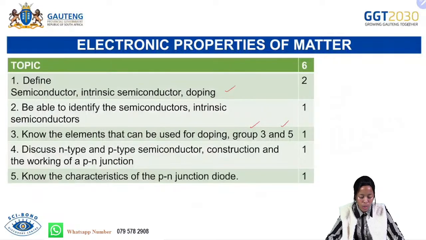Number 4, you should be able to discuss what? The N-type and the P-type semiconductor, the construction and the working of a p-n junction, and then you should know the characteristics of the p-n junction diode. And then, of course, all of these are according to the examination guidelines. And we are saying that if you know all of that, you should at least be able to get a minimum of that 6 marks there.